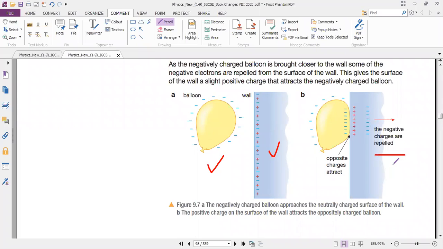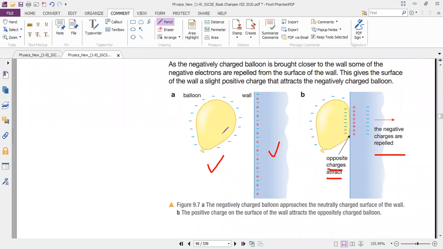The negative charges present on the wall are repelled by the negative charges present on the balloon, and the negative charges of the wall move in the opposite direction, and the positive charges of the wall come closer or stay with the wall, and the balloon sticks with the wall for a small time period. This shows that opposite charges attract. You can do this experiment at your home, you can try.